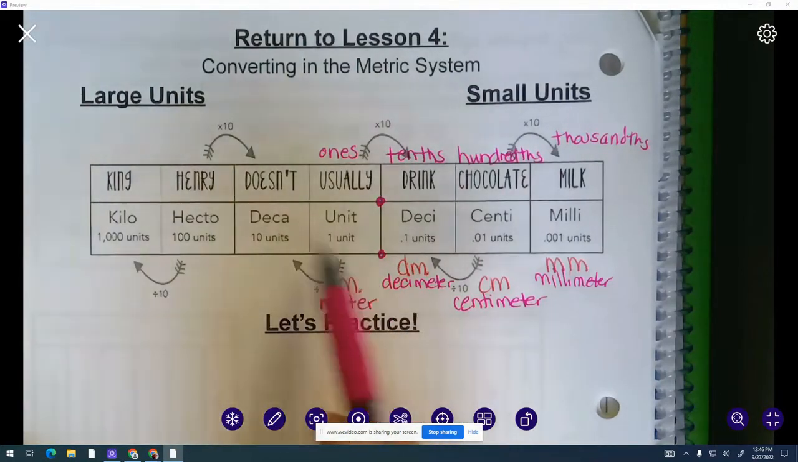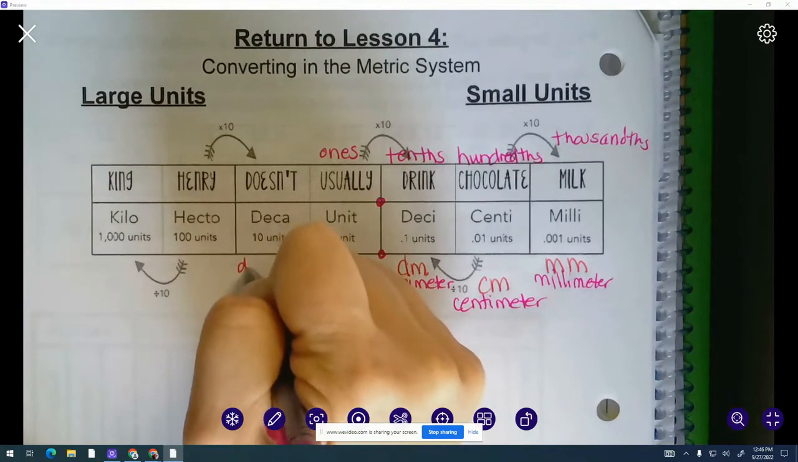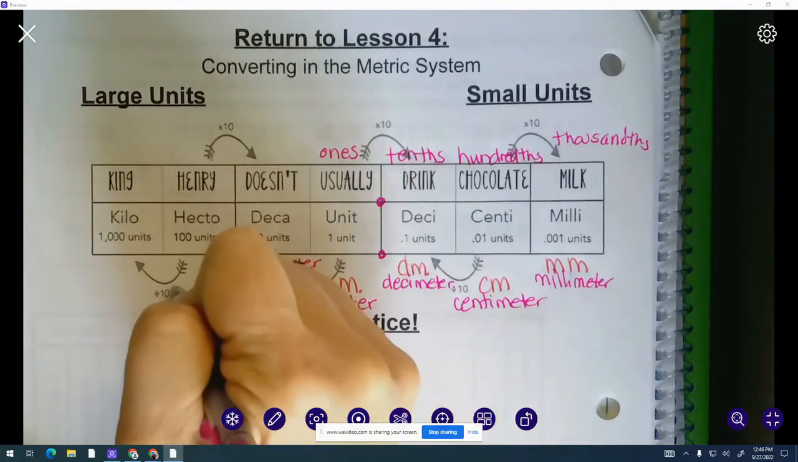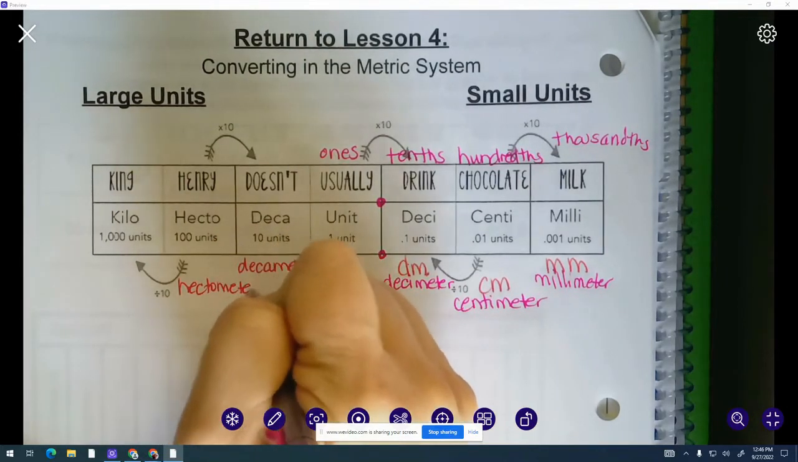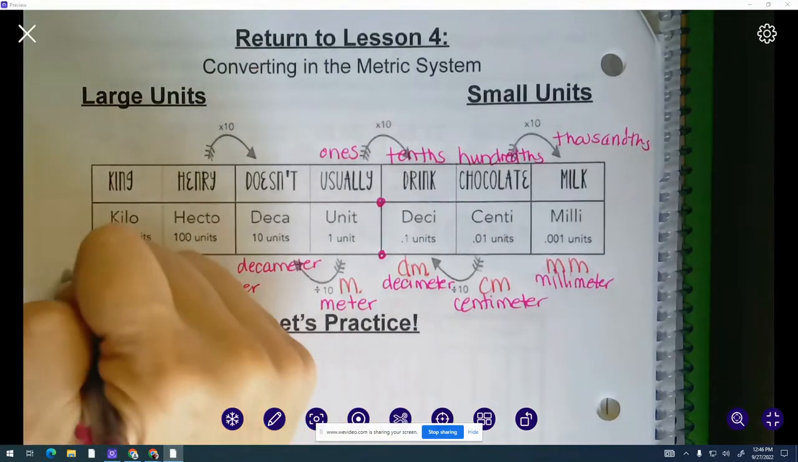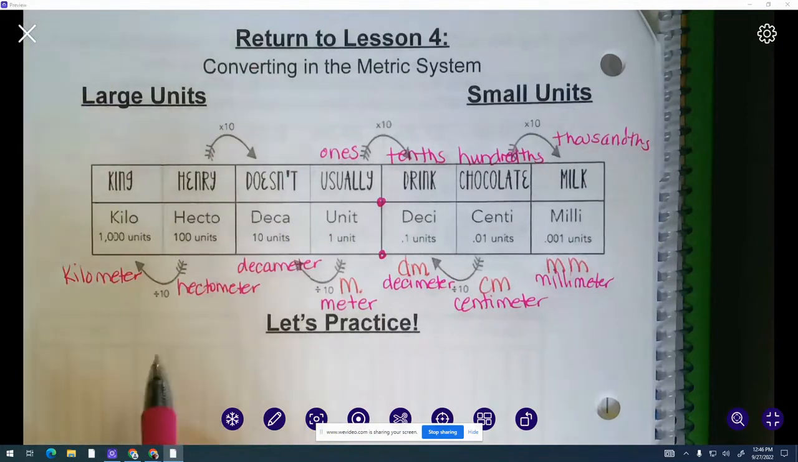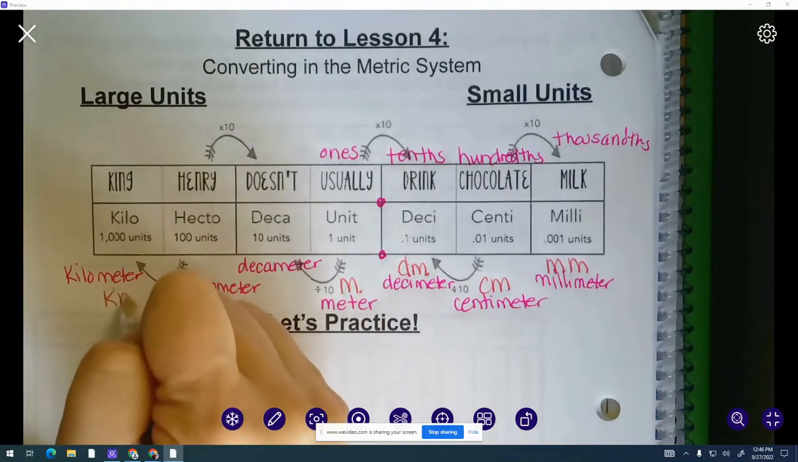We also have our larger units. This is a decameter. This is a hectometer. And this one you might be a little bit more familiar with, a kilometer, although we can also say kilometer. So this is abbreviated as a km.